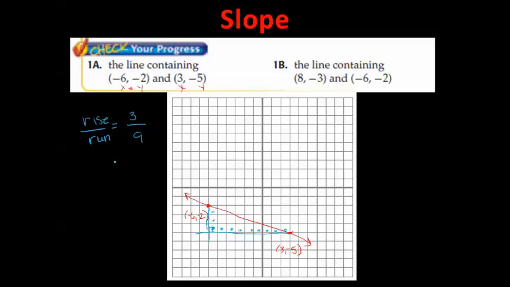Now 3 over 9 will reduce, so you say how many times will 3 go into 3? Once. 3 will go into 9 3 times. So that right there is my slope for 1A.